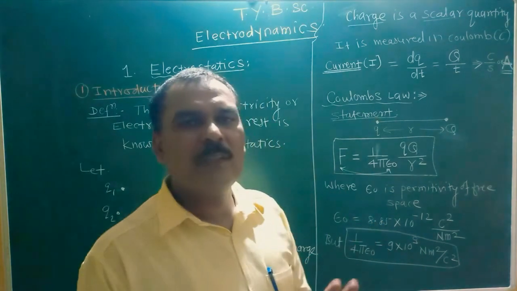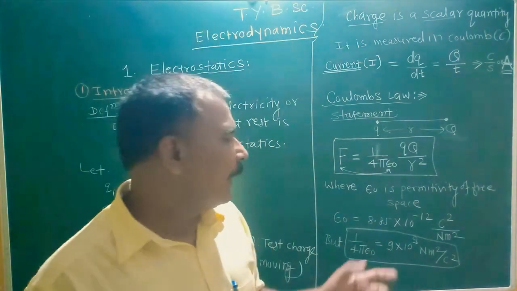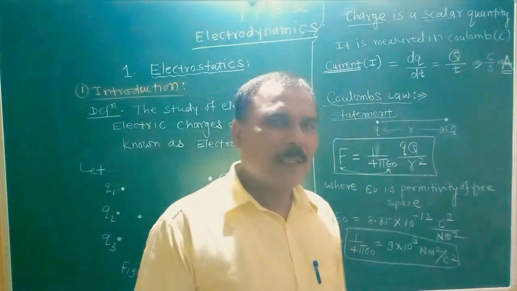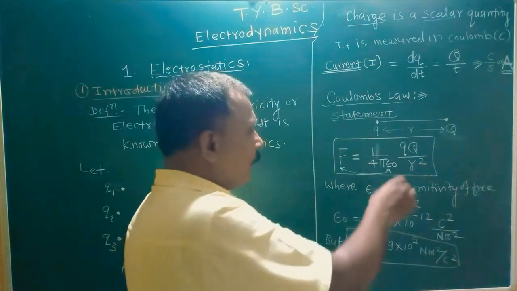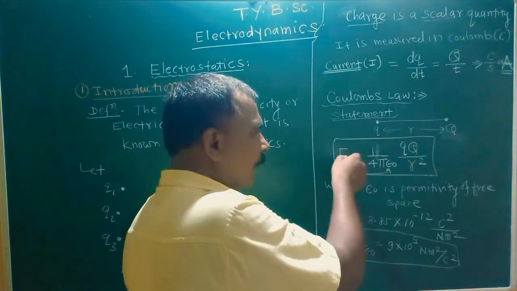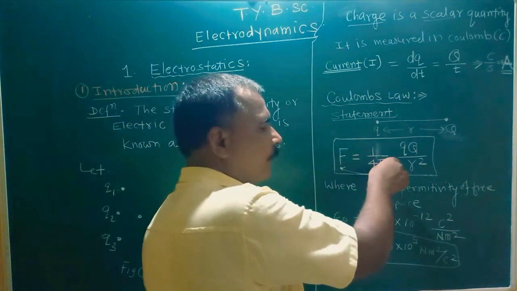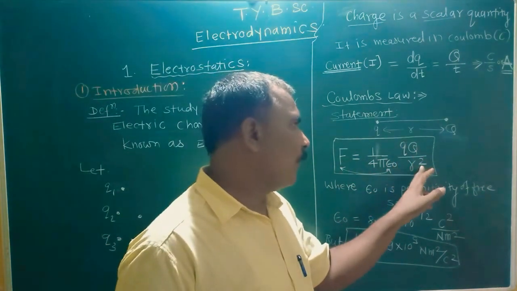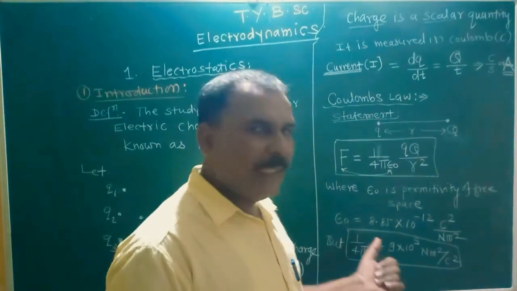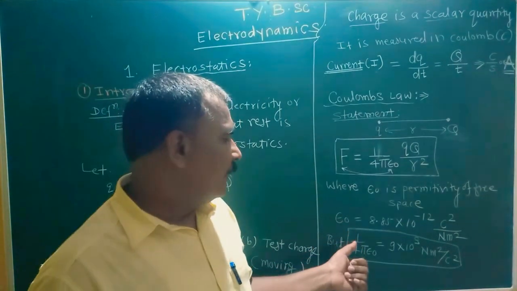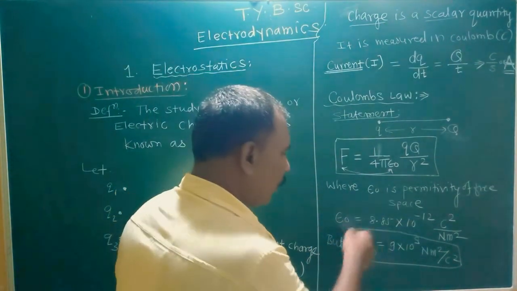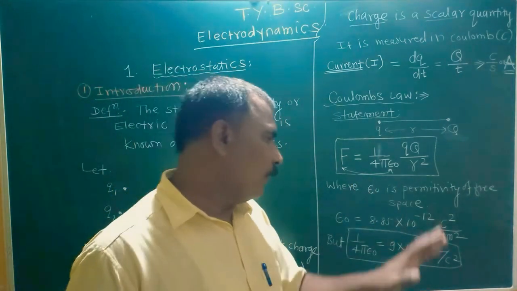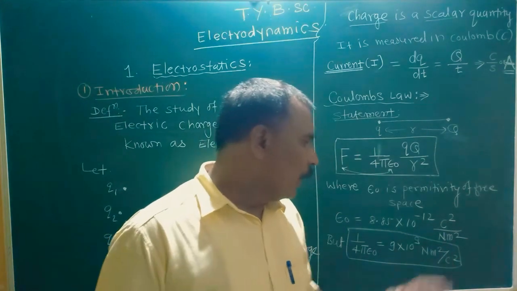Here epsilon 0 has the value 8.85 into 10 to the power minus 12 Coulomb square per Newton meter square. Epsilon 0 we shift to the left hand side, and force is shifted to the right hand side. We get F is equal to QQ upon R square, and finally 1 upon 4 pi epsilon 0 is one more constant, and that constant has the value 9 into 10 to the power 9 Newton meter square per Coulomb square.